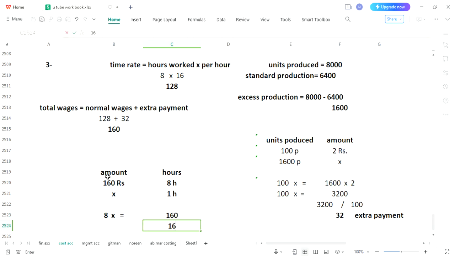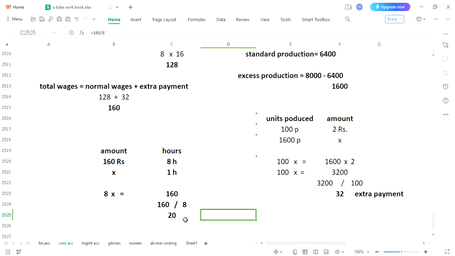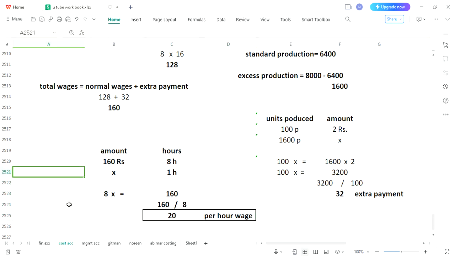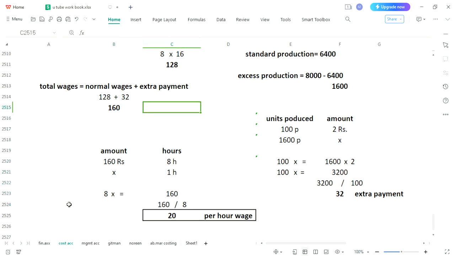160 is already present on the right side, and this 8 is being multiplied with x. We want to take this 8 to the opposite side. Here it would be divided. Now let's calculate per hour wage. 160 divided by 8. So we have got 20 as per hour wage. So this was your second requirement in the question, which is completed, and this was your calculation.